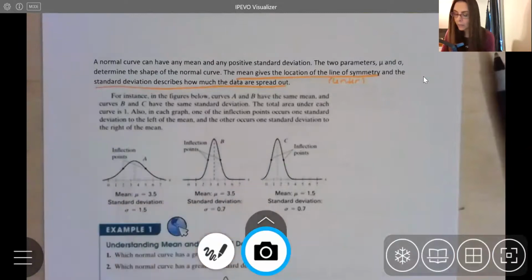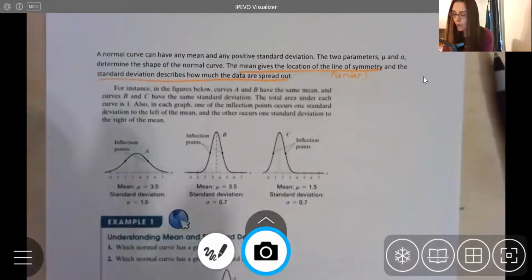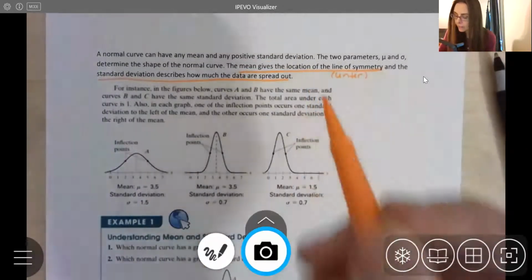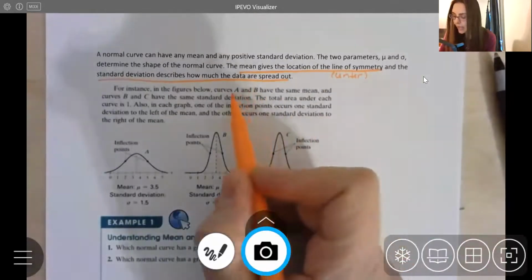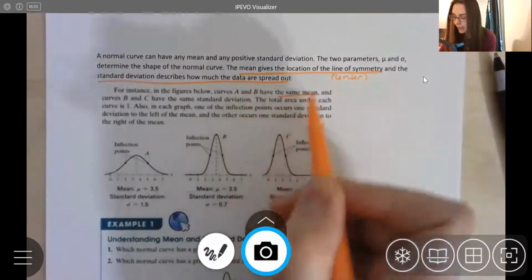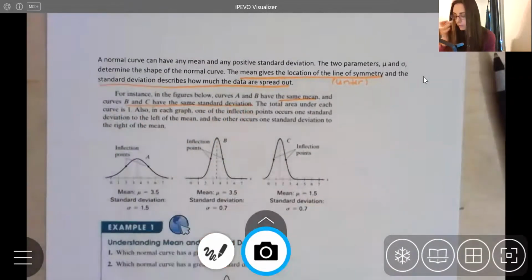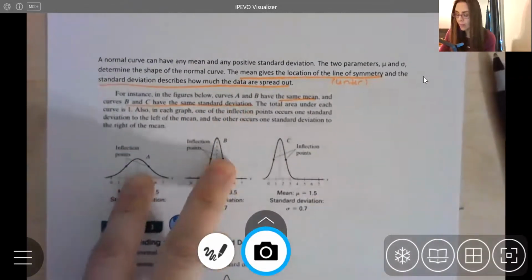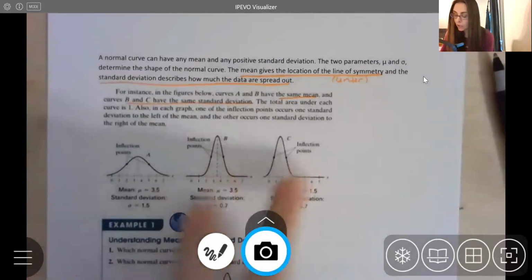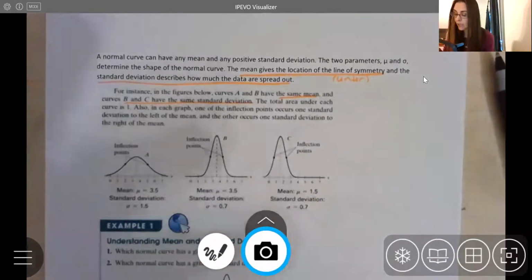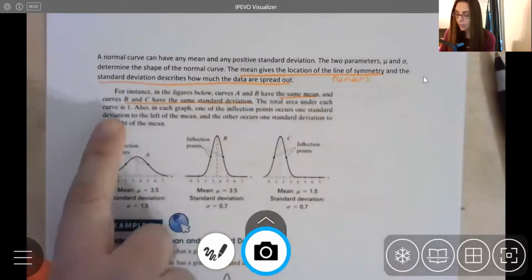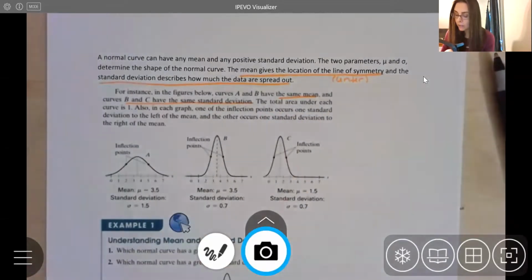So here are 3 examples. In the figures below, curves A and B have the same mean, and curves B and C have the same standard deviation. So the first 2 have the same mean, and then the second 2 have the same standard deviation. But you can see how things change. The total area under each curve is 1. So we do have that probability distribution here.